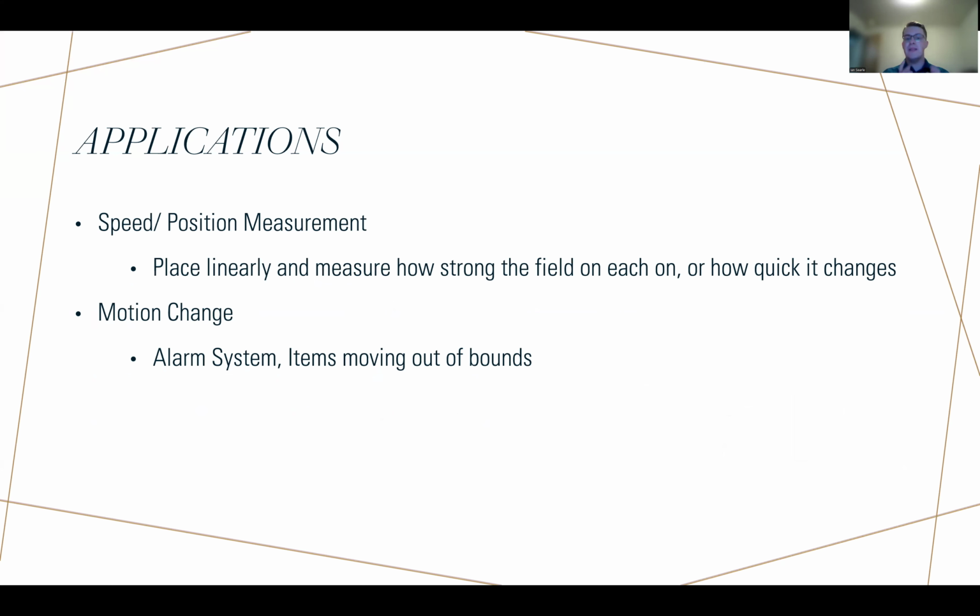There are a few different applications for these things. The two main ones are speed and position measurement. You can know how far something is moving based on how many sensors you have, and if you line them up linearly as you move across, you can detect how fast it's moving past each one. You can also read how quickly its magnetic field strength changes. You can also look at when things move if they're separated. A common one for this is alarm systems, items moving out of bounds of certain regions. A lot of conveyor belts use these.